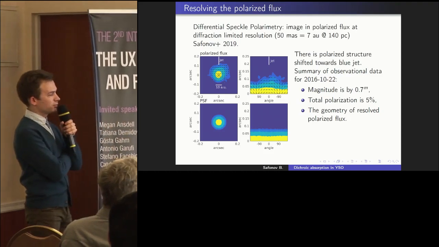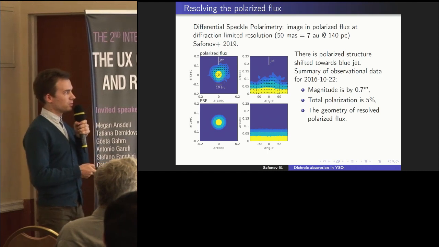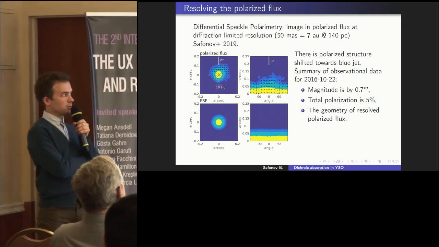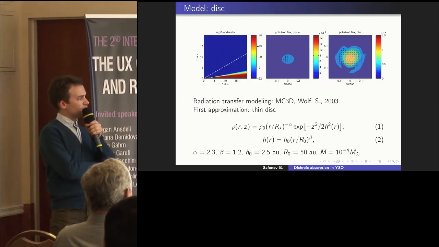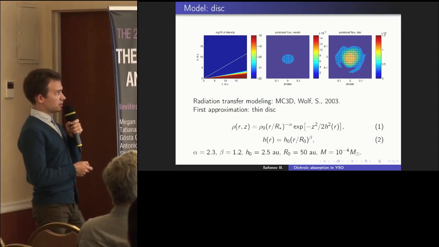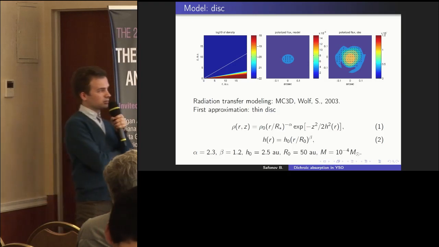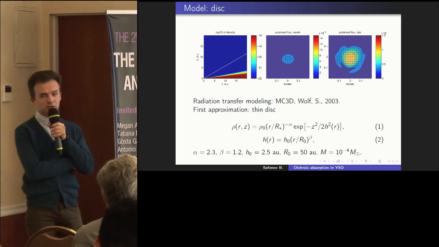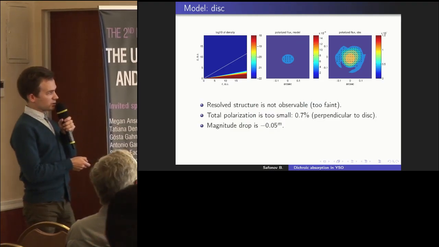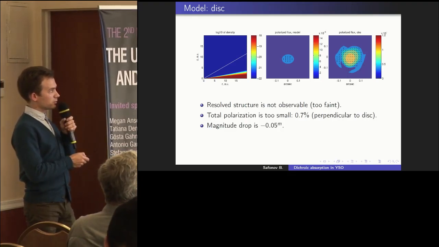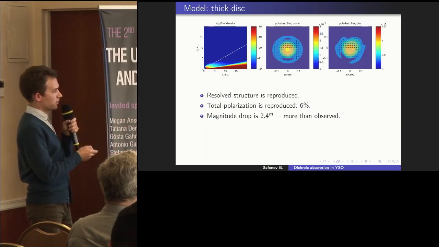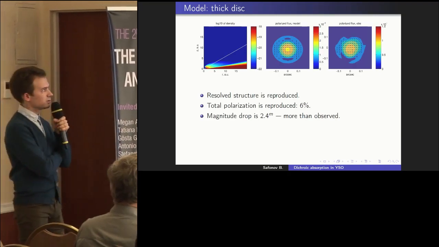So for this date, the 22nd of October 2016, we know that the extinction was 0.7 magnitudes. The total polarization was 5%, and we know something about the geometry of the resolved polarized flux. We tried to model these observations by Monte Carlo radiation transfer modeling, and we started with a thin disk. A thin disk would produce just little polarized flux, and we would not be able to detect it, because a thin disk is illuminated very poorly. It is very faint. The expected total polarization is small. The optical thickness along the line of sight, here's the star, is negligible. So we need something to absorb stellar radiation and to generate some polarized light.